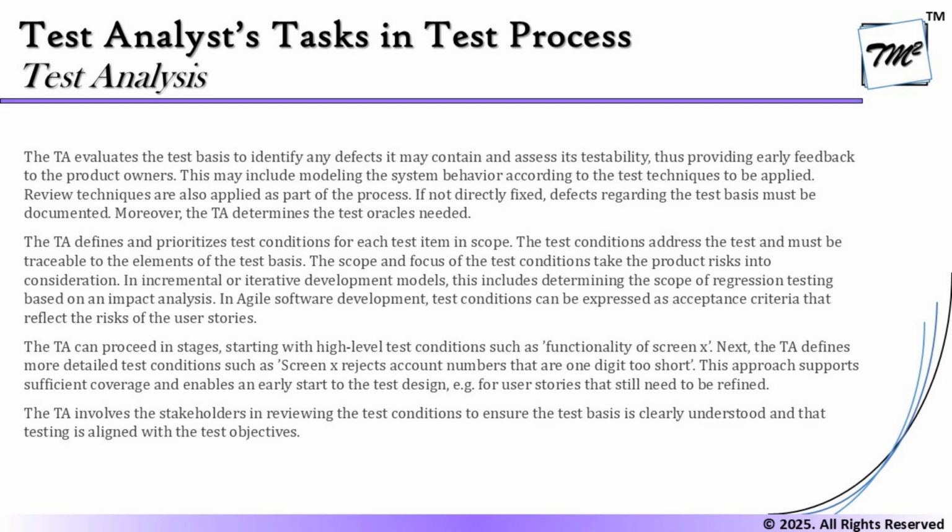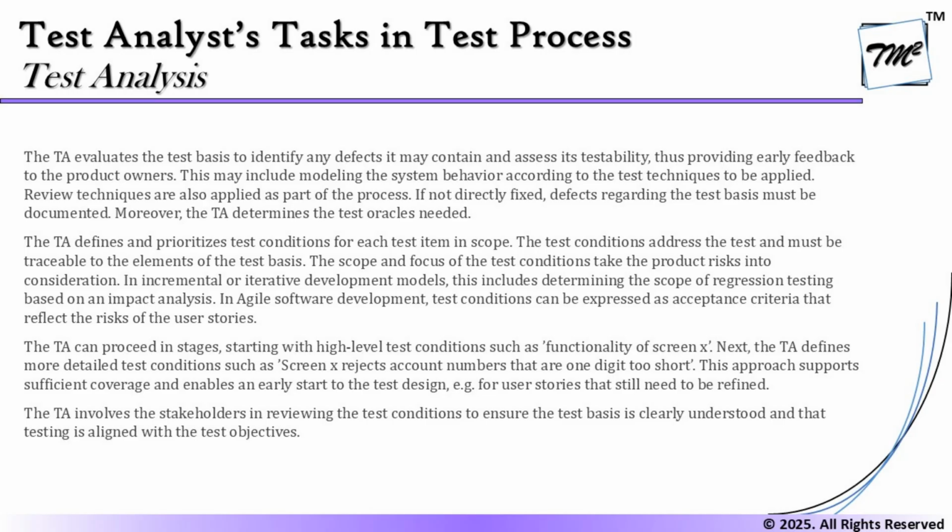The next thing we have here is, of course, when it comes to agile software development, the test condition can be expressed as acceptance criteria that reflects the risk of the user story. So parallelly, they have just told you when it comes to the traditional models, or when you talk about incremental or iterative, determining the scope of regression testing is based on the impact analysis, and in the same way for agile software development, it is in the form of acceptance criteria.